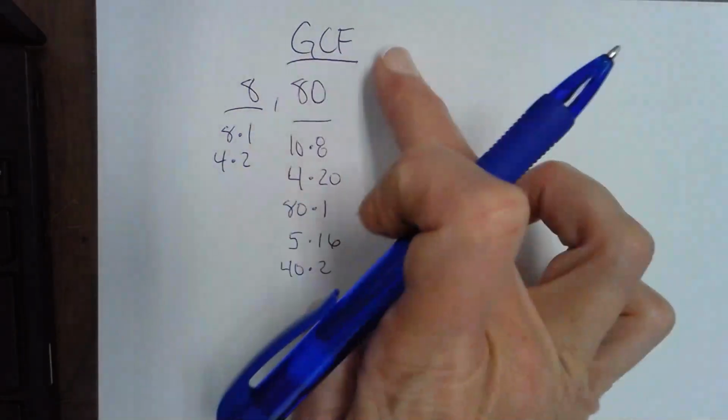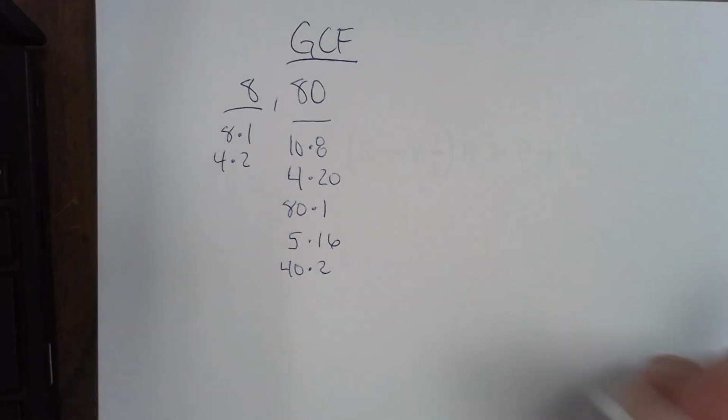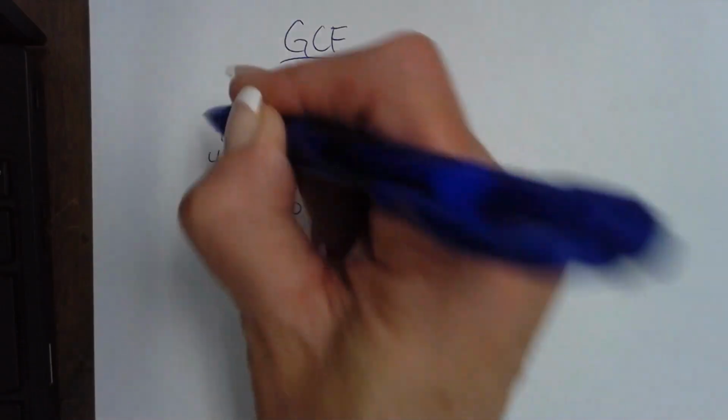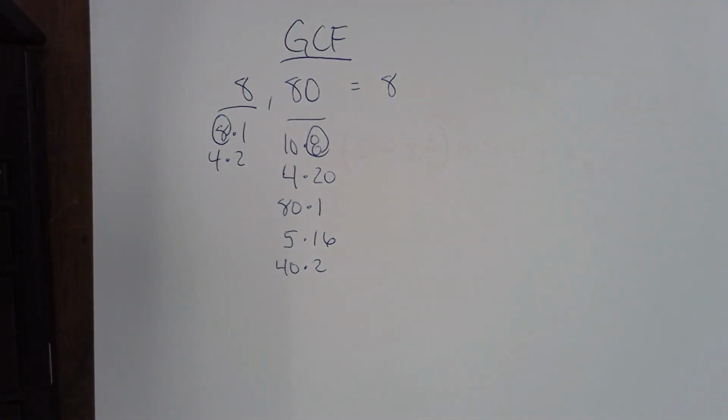Okay, so y'all, common factor means I am looking for the biggest factor that shows up in both of these. The greatest common factor is 8. Okay?